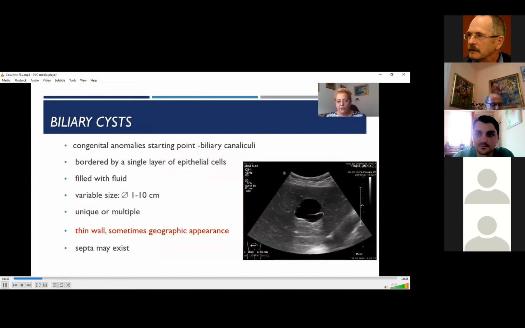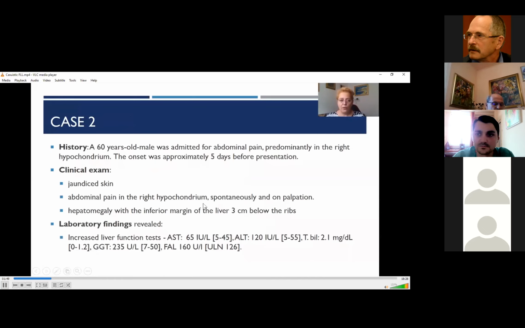They can be unique or multiple, but the characteristic in ultrasound is that they have a very thin wall, and sometimes they have this geographical delimitation, which is very characteristic and allows a positive diagnosis without the need for other imaging methods. Another thing, thin septa, like here, can exist, but they are also thin like the wall.